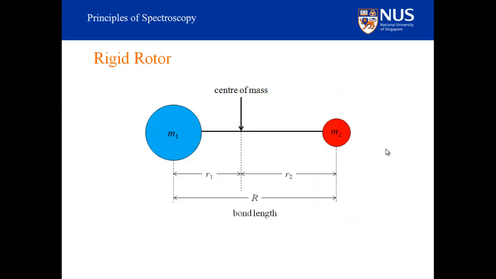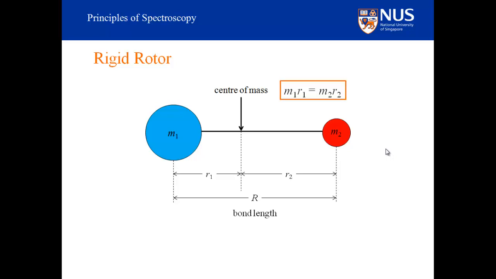Let's have a look at this situation and see if we can justify what is happening. If the bond length is R, that's capital R, and we assume that mass m1 is a distance r1 from the center of mass, and that mass m2 is a distance r2 away from the center of mass, how long is r1 compared to the bond length, and how long is r2 compared to the bond length?